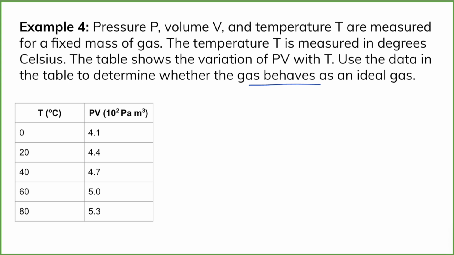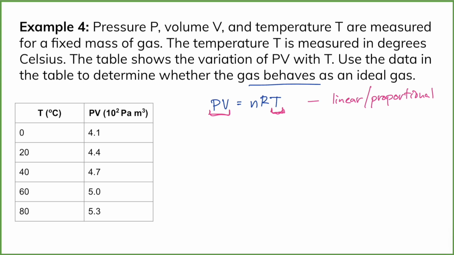So what we're looking for, since it asks us to use the data to demonstrate that it's behaving as an ideal gas, is this relationship, PV and T, to be linear or proportional. So what we need to do is prove that these are proportional. One way we could do this, we could graph this and see if we get a straight line.